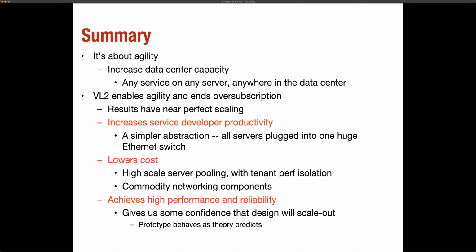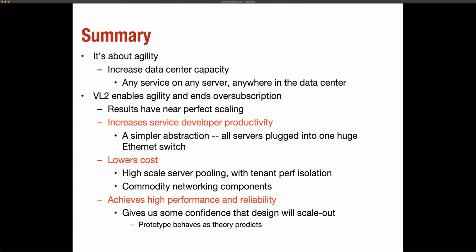When we talk about data center networks, it is all about enabling agility, right? The cost of building data center networks is very, very high. So it is very important that we increase the data center capacity in as cost-effective a manner as possible, which requires us to enable agility where we can run any service on any server anywhere in the data center. And the previous generation of data center networks were not able to provide this type of agility.